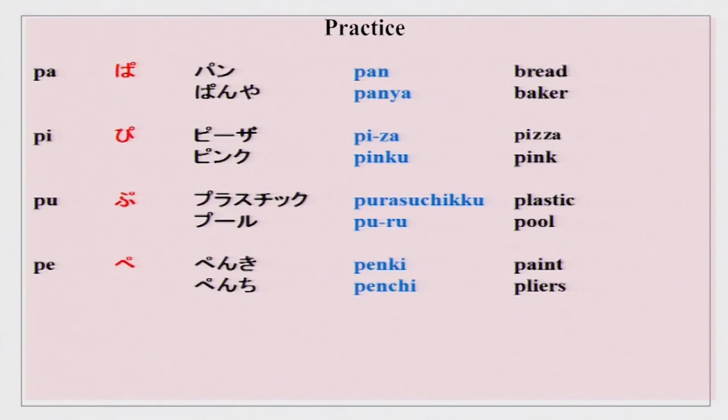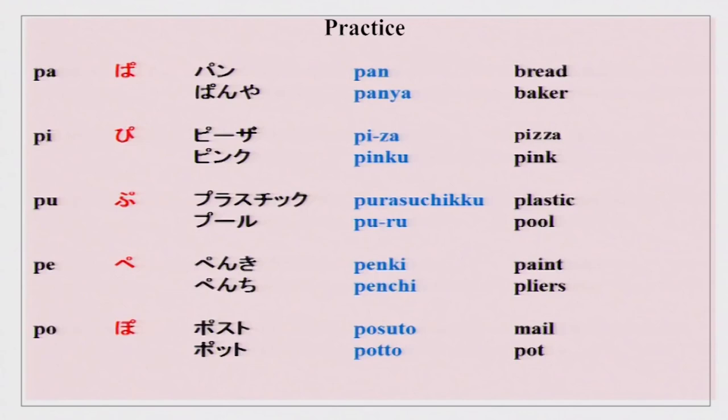Penki, penchi, and po. Po is posto, your mail, and potto. Potto could be anything. It could be a teapot, it could be a kettle, it could be a simple pot. Any pot is a potto in Japanese.